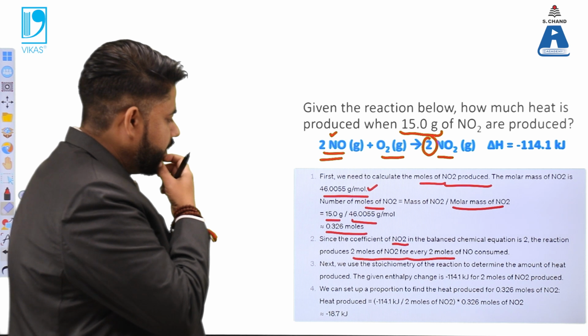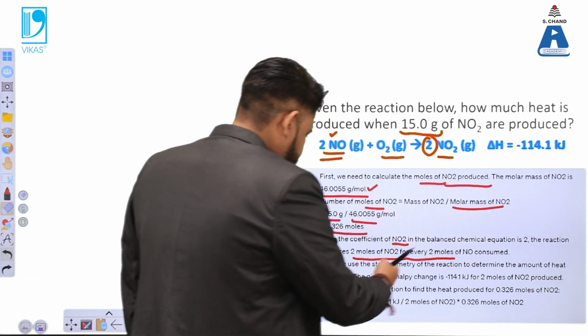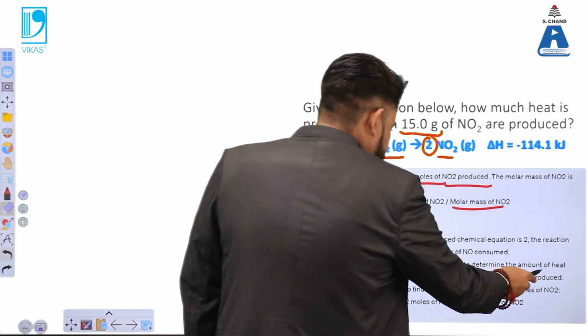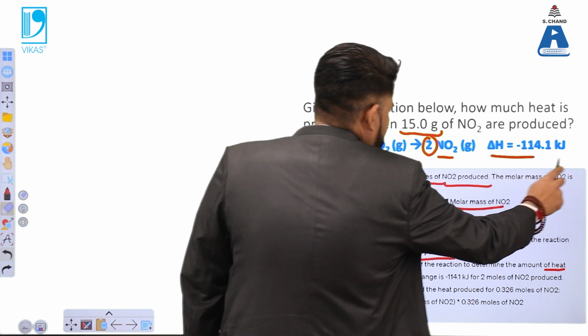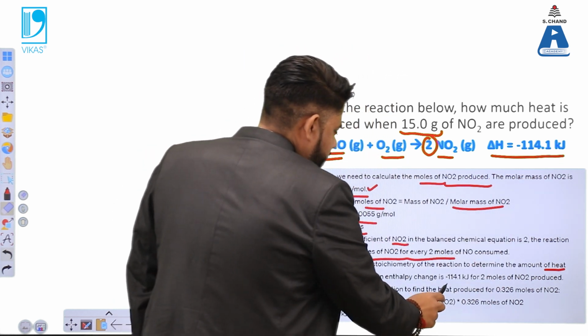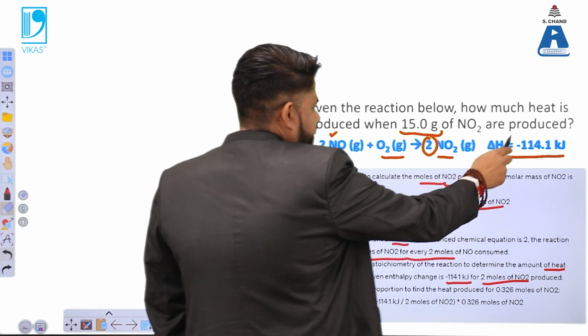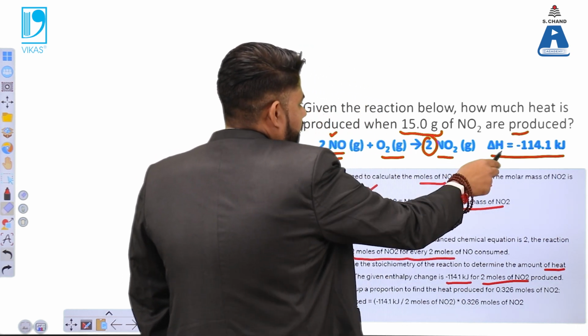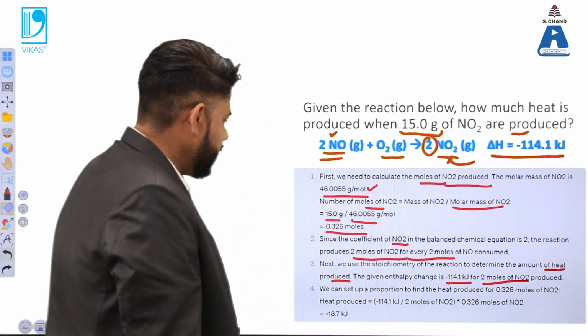So we'll use this stoichiometric reaction to find out the amount of heat produced. Given value, you will have this delta H as minus 114.1 kilojoules for 2 moles which are produced. So this value is basically given for the 2 moles of nitrogen dioxide which is produced.